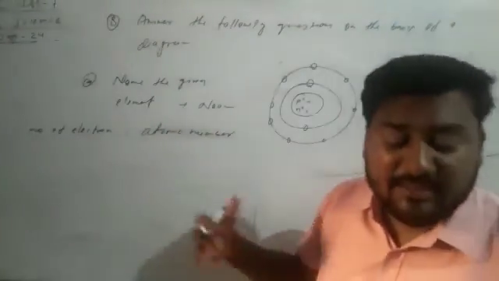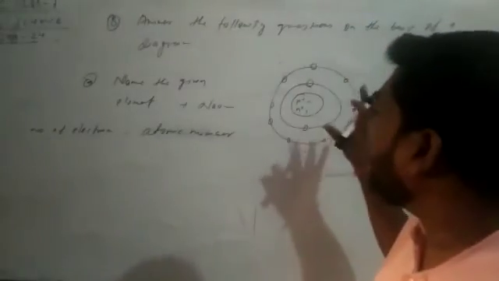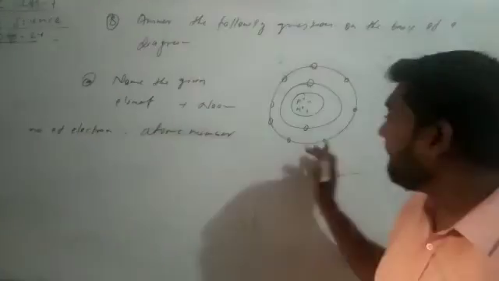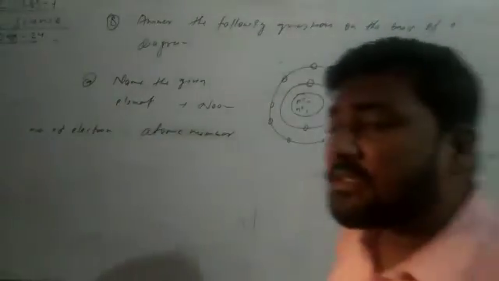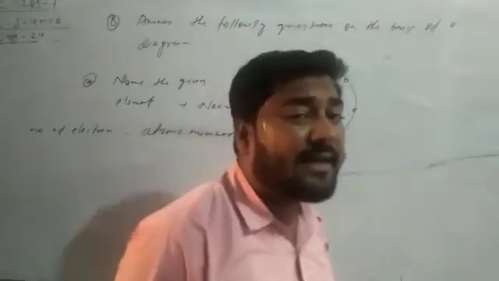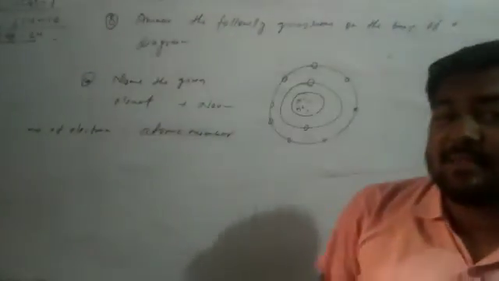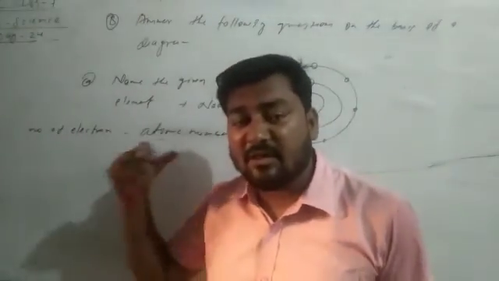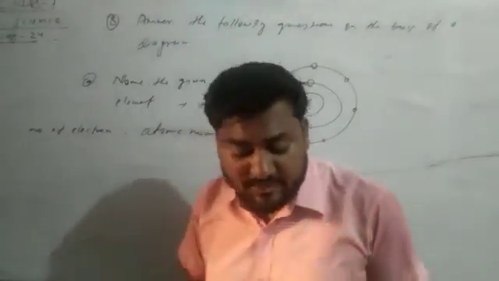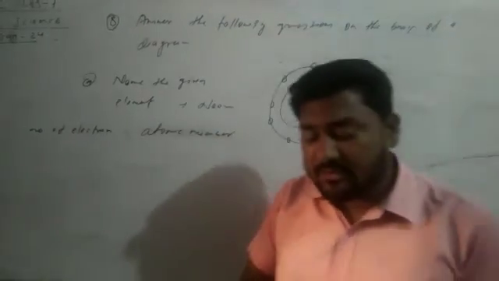Is it metal or non-metal? Why? Is this metal or non-metal? Yes, neon. If the outermost orbit is an octet, then you can say that it is non-metal. This is non-metal. Yeah? Good. And MCQ type of questions, multiple choice questions are here, and you do them at home.